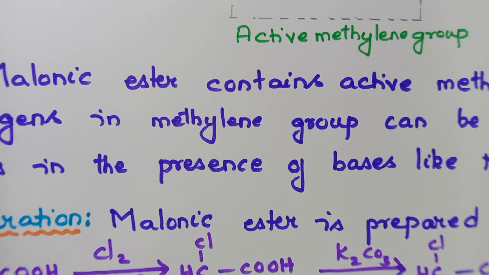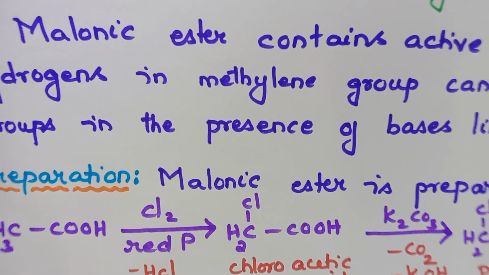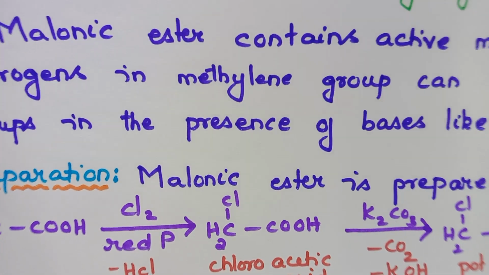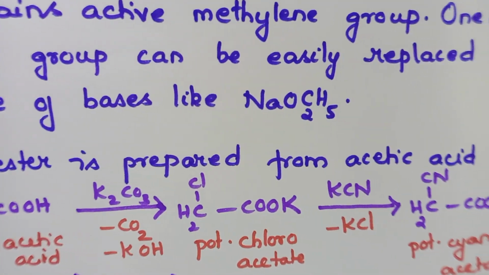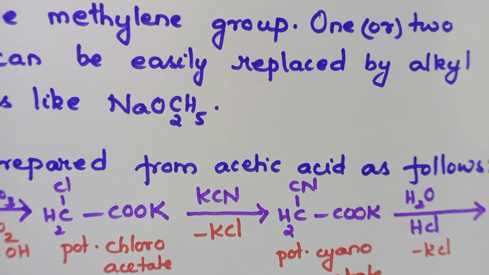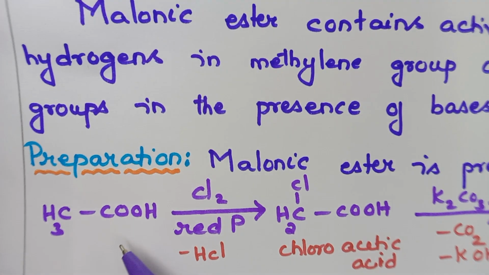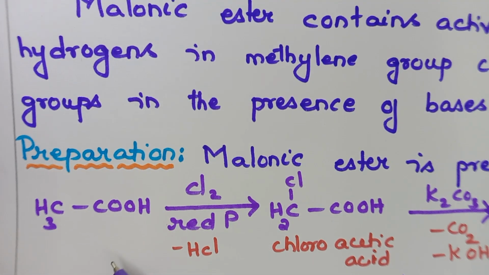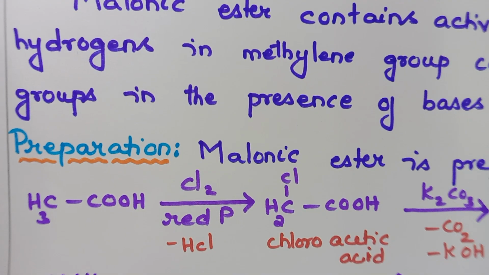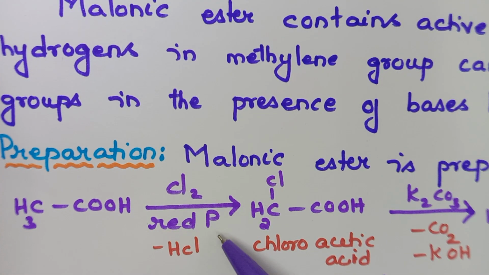Now look at the preparation of malonic ester. Malonic ester can be prepared from acetic acid. What is the formula of acetic acid, students? CH3COOH. Malonic ester can be prepared from acetic acid. Taking acetic acid, CH3COOH, this has one COOH group, therefore it is called a monocarboxylic acid. So take CH3COOH, write down, add Cl2 in the presence of red phosphorus.